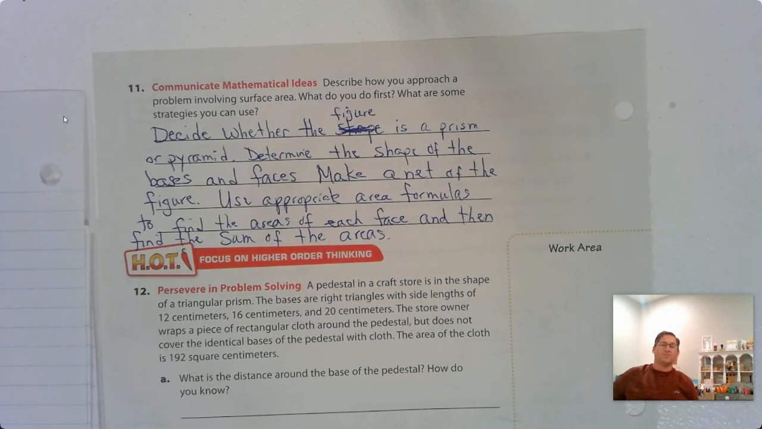So decide whether the figure is a prism or pyramid. Determine the shape of the bases and faces. Make a net of the figure. Use the appropriate area formulas to find the areas of each of those faces. And then find the sum of the areas. Okay, 12.